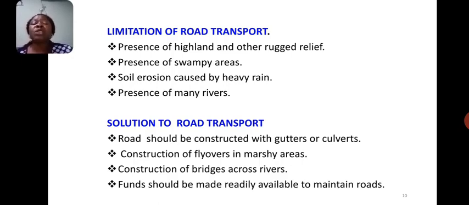Now we are looking at the solutions to these road transport problems. Roads should be constructed with gutters or culverts. Construction of flyovers in marshy areas. Construction of bridges across rivers. Funds should be made available to maintain roads.